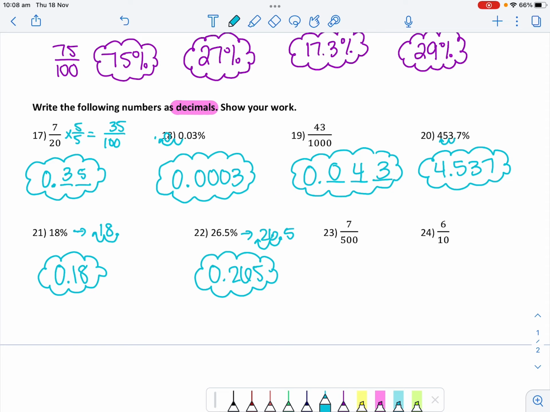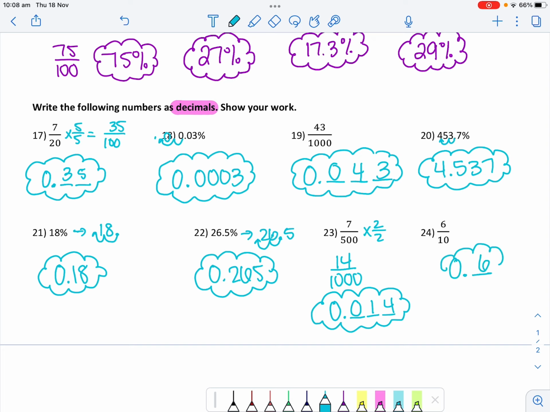For 7 over 500, I'm going to multiply by 2 to get to 1,000. So 14 over 1,000 is 3 decimal places. So 1, 2, 3, and I'm going to put the 14 at the end. And for 6 over 10, it's already a power of 10, so I'm going to have 0 and 1 decimal place, so 0.6.